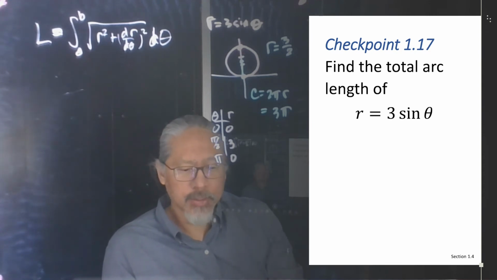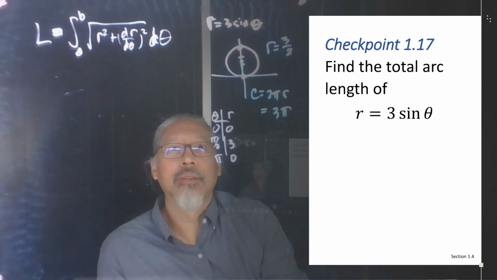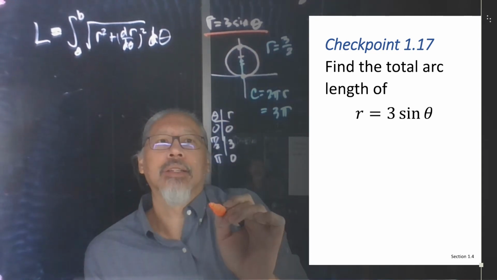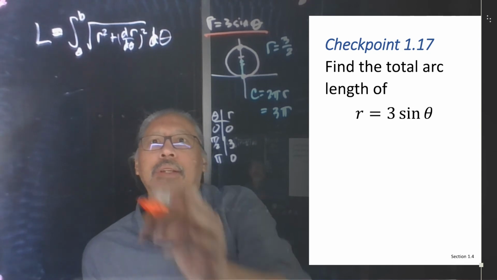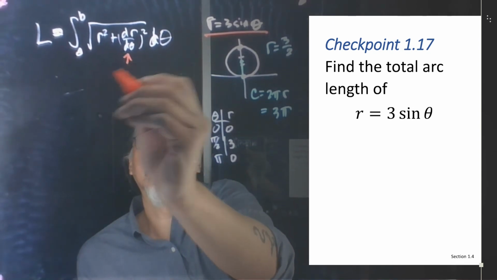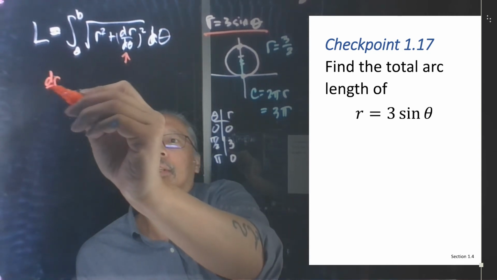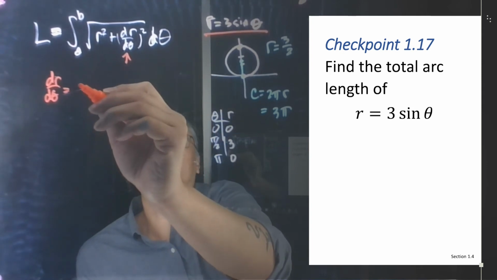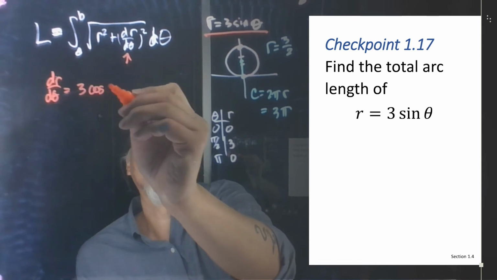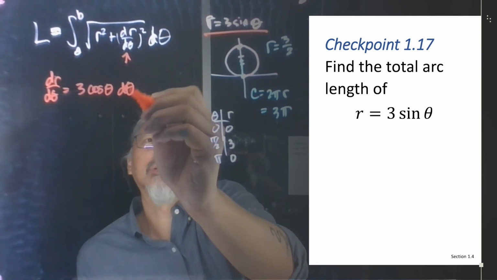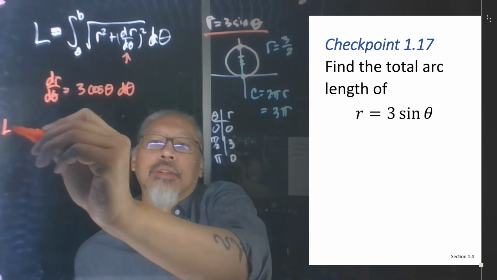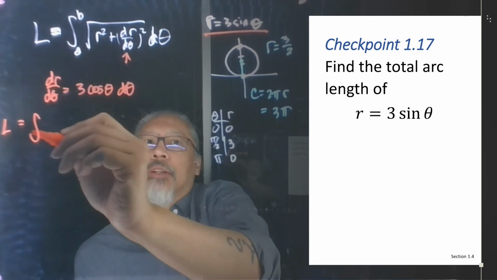Okay, let's continue on and use this function over here as the function that we're dealing with. We need dr d theta. So dr d theta is the derivative. The derivative of sine is positive cosine theta d theta. And let's put it into the formula. This is going to be the integral.